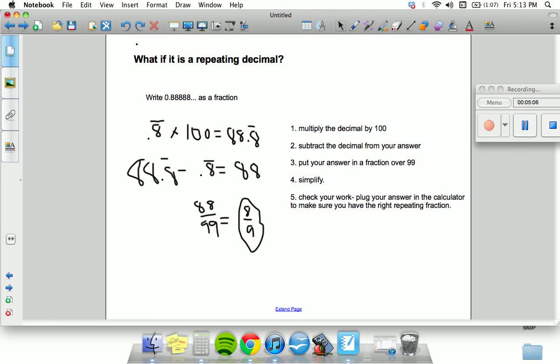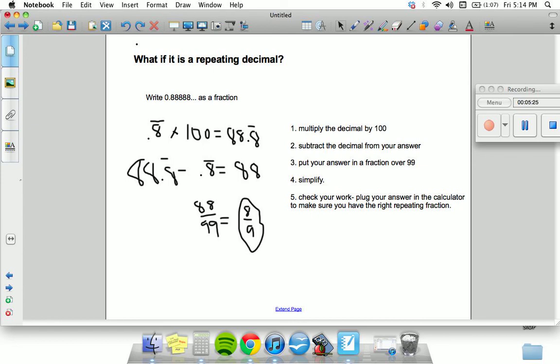The next step is that you need to write your answer in a fraction over 99. So when we had a terminating decimal, we wrote it over 100, but for this one, we're going to do it over 99. So we have 88 divided by 99, or 88/99. Your fourth step is to simplify, so we get 8/9.